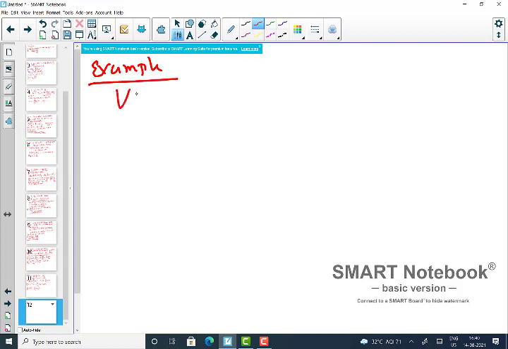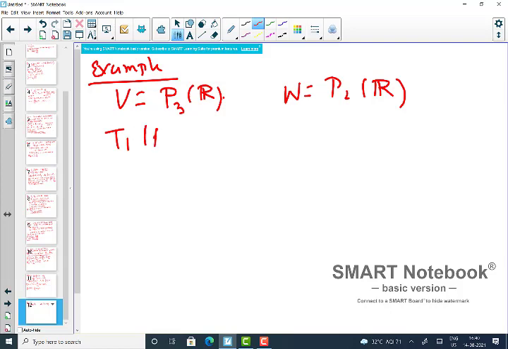So maybe my V is P3 R and W is P2 R. Okay, what was that one map? We define the linear map T1, the derivative map, P goes to P dash x, right?